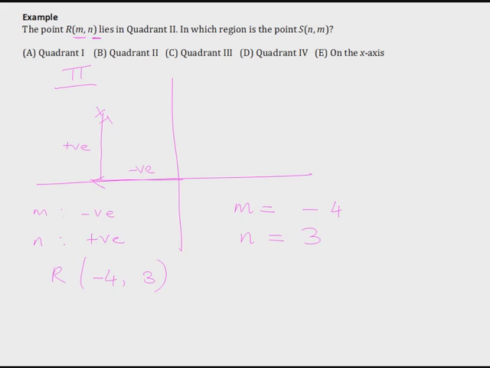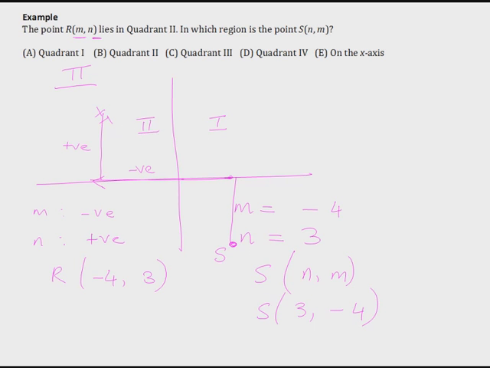That will work. In which region is the point S? S would be (3, -4). So I need to plot the point (3, -4). So I go 3 positive and 4 negative. And here's where I end up with S. So which quadrant is S in?